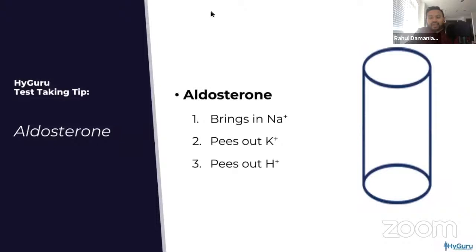Aldosterone brings in sodium from the lumen of the collecting duct, via upregulation of ENaC channels. Aldosterone also is going to make you pee out potassium and hydrogen ions into the urine. Remember that aldosterone is a steroid hormone, and thus it is going to have an intracellular or intranuclear binding domain. But aldosterone brings in sodium and makes you pee out potassium and hydrogen ions.